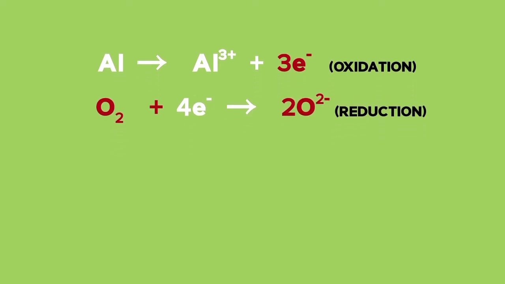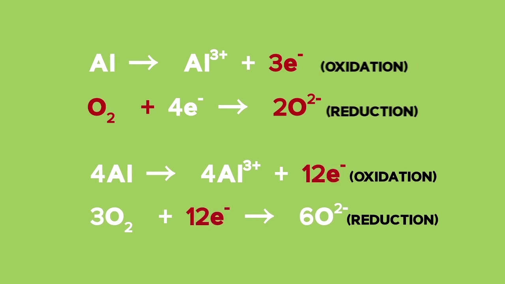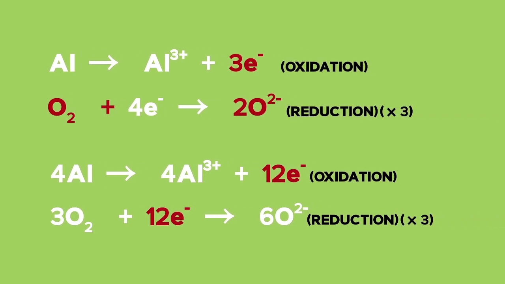Next, we'll look at the half reactions, balancing the electrons. Oxygen has 4, while aluminium has 3 in the half reaction. That's very tricky. The LCM is 12, so multiply the aluminium by 3 and the oxygen by 4. That means 12 electrons in and 12 electrons out.